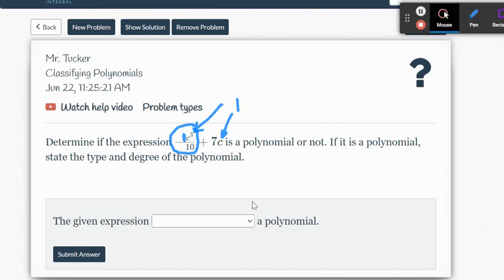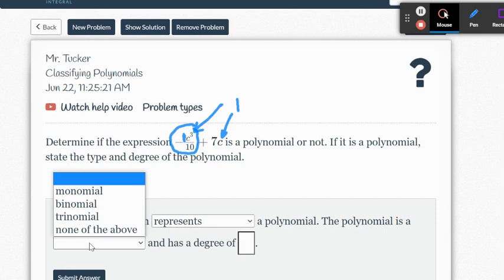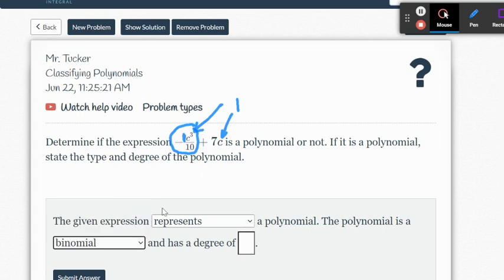So we click it represents. And then we have a follow-up question. This polynomial is, and now we're classifying by terms. There are 2 terms separated by an addition sign. So we say it's a binomial. And then it has a degree of, the highest exponent is 3.